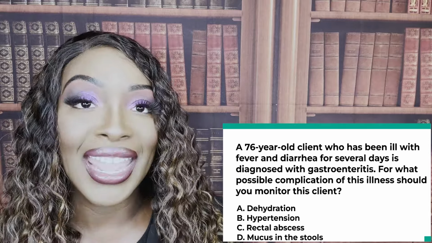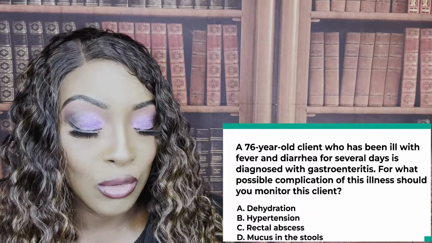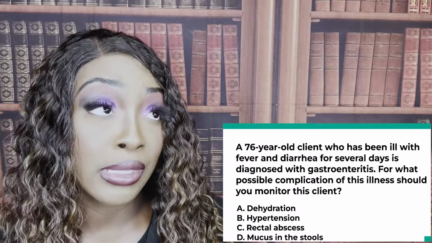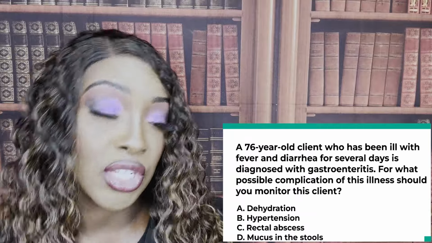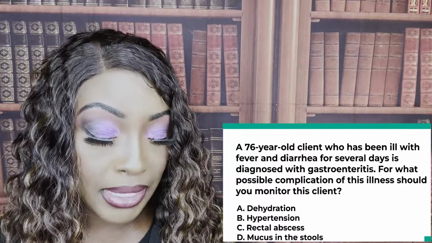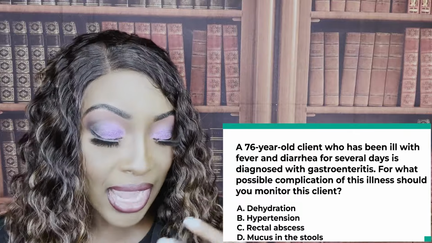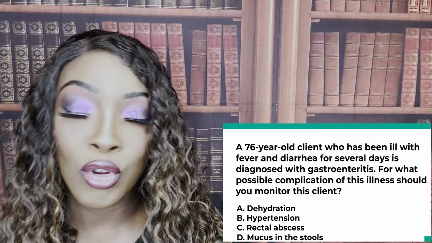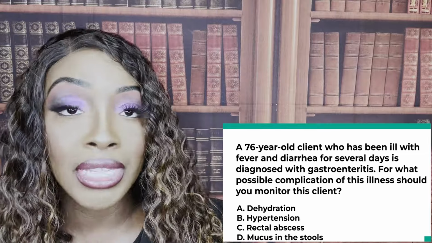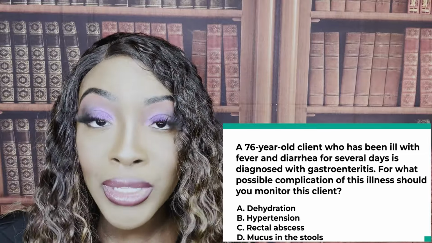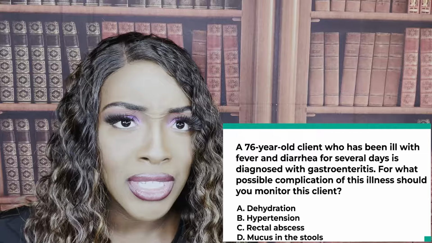How do we know the answer is A, dehydration? Okay, we're dealing with a 76-year-old patient. So this is an elderly patient, a geriatric patient, and they've got gastroenteritis. Basically, they've got the stomach bug. They're gonna have diarrhea. They're gonna have cramps. They're gonna have nausea. They're gonna have vomiting. They're going to be losing fluid and electrolytes through the vomiting and through the diarrhea.